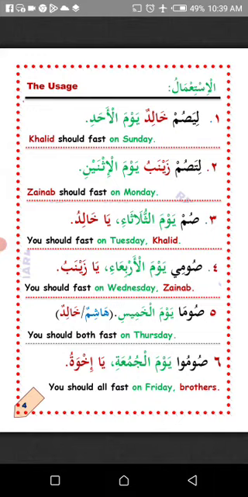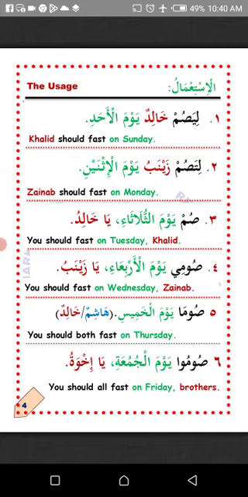Number four. Sumi yawm al-arbi'a ya Zainab. You should fast on Wednesday, Zainab. Number five. Suma yawm al-khamis. You should both fast on Thursday. Talking to Hashim and Khalid.